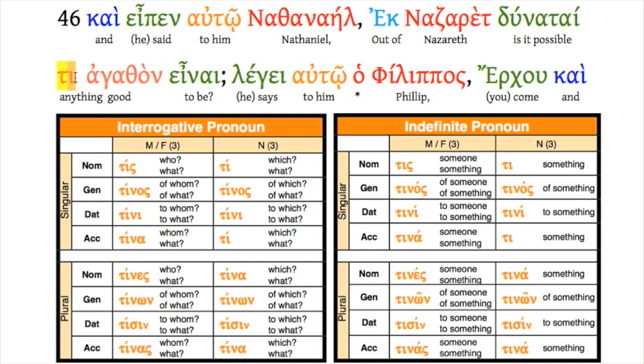Notice no accent. So the question is, and this is Nathanael asking, he's saying, ek Nazaret dunatai ti agathon einai. Can anything good come from Nazareth? But notice ti, no accent mark, so something. Here not anyone, because it would be masculine, feminine if it were a person. So can anything good come from Nazareth?